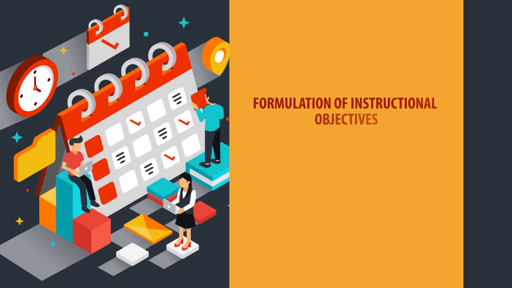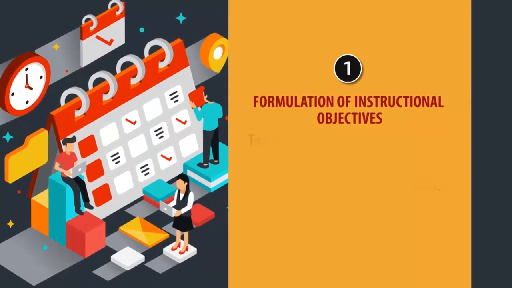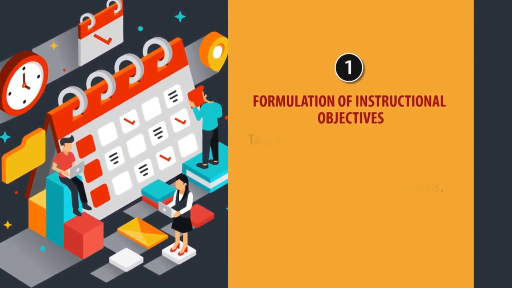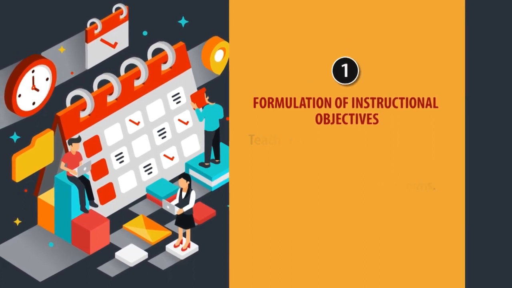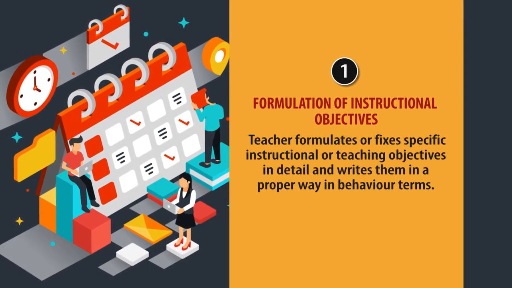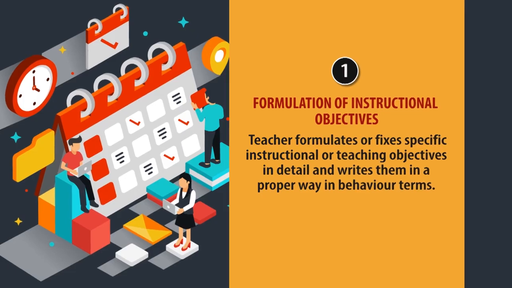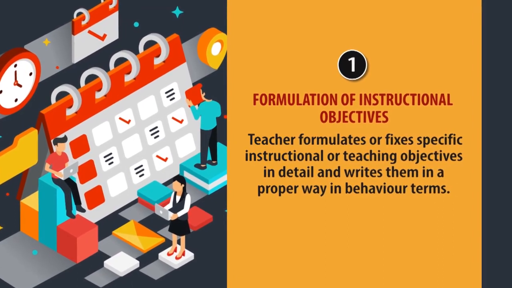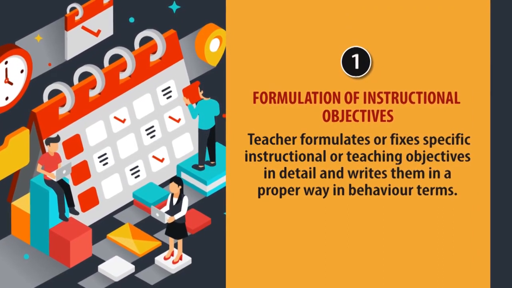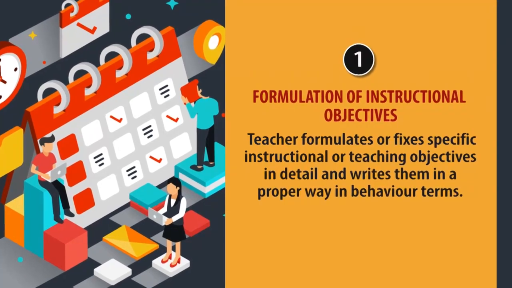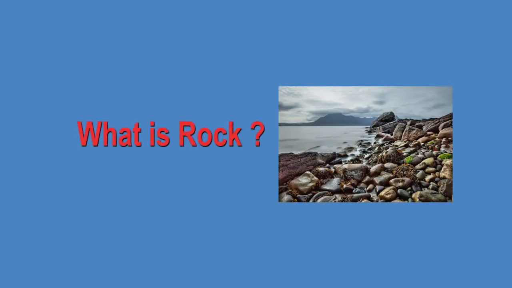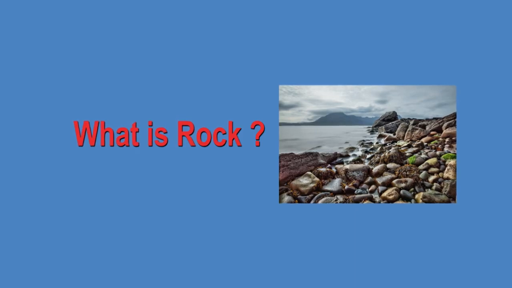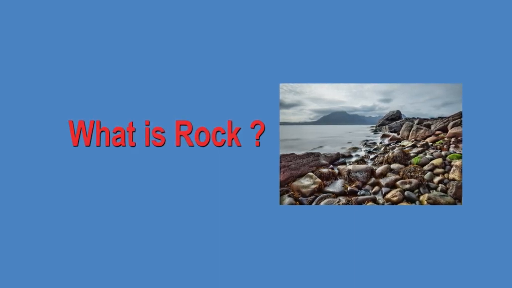First is formulation of instructional objectives. When we say instructional objectives, it means I have to make certain teaching objectives in detail. So I, as a teacher, have to formulate certain specific instructional objectives, or sometimes we call them teaching objectives also, and I have to write them in a proper manner. When I say proper manner, they have to be written in terminal sense and behavioral terms. For example, if I have to teach them what rocks are, I have to specify what I have to teach them regarding rocks. So I need to define rocks.